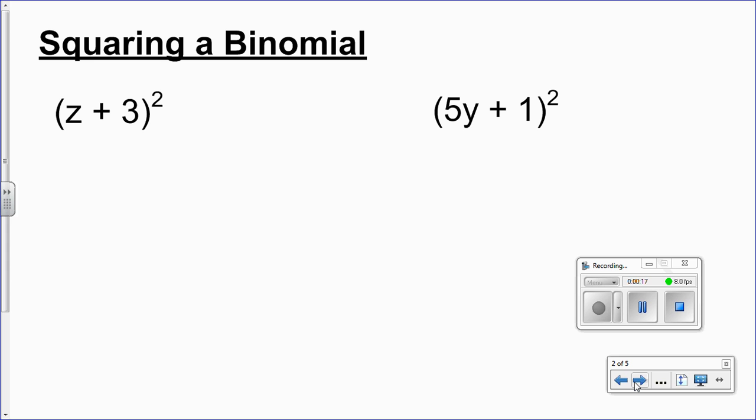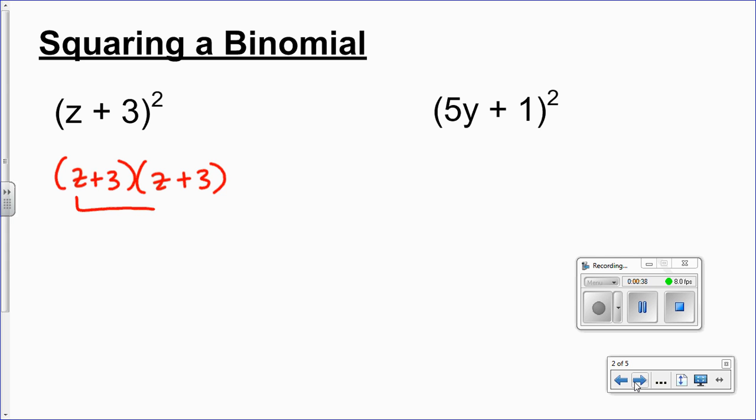Okay, so squaring a binomial. Remember, when you square something, you multiply it by itself. So what I'm doing is z plus 3 times z plus 3. Once I have this, then I can just use FOIL.